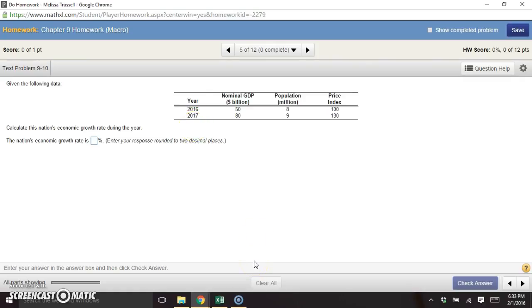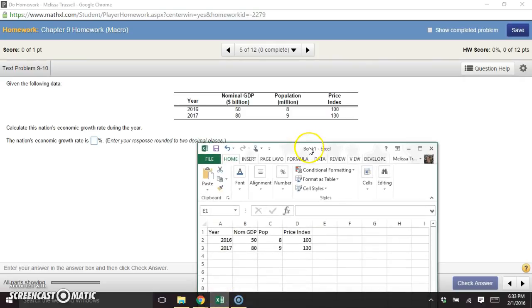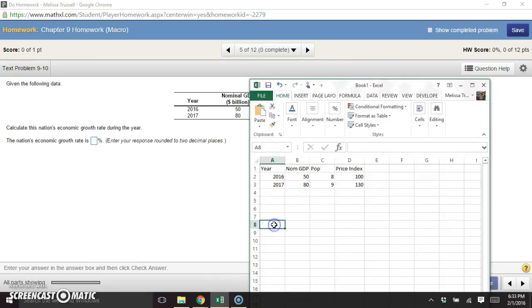So first of all, let's remember what the economic growth rate is. This is just from a definition out of your textbook. We measure economic growth by the change in real GDP per capita. Okay, I'm going to pull up Excel to help me with this problem. So I'll write down here at the bottom so we'll remember this, the definition of economic growth. It's the change in real GDP per capita.